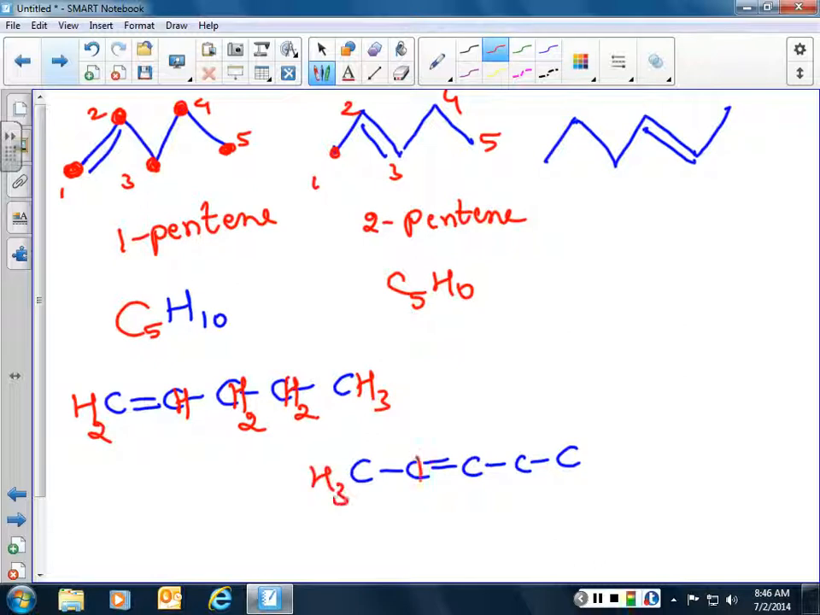Three here, 1 here, 1 here, 2 here, 3 here. Correct? Why 1, 1? Because carbon has 4 bonds. 1, 2, 3, 4. 4 bonds to the hydrogen. Any question? Confused? Can you do the last one? See if I can.